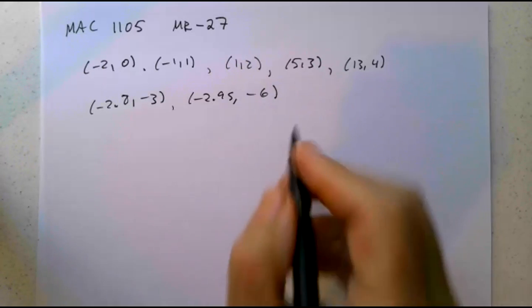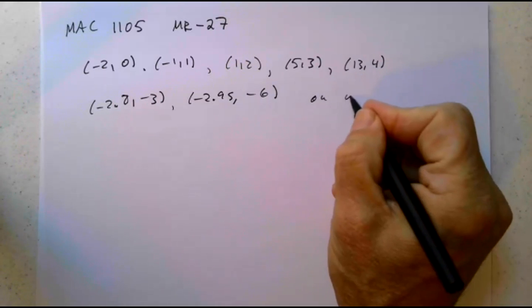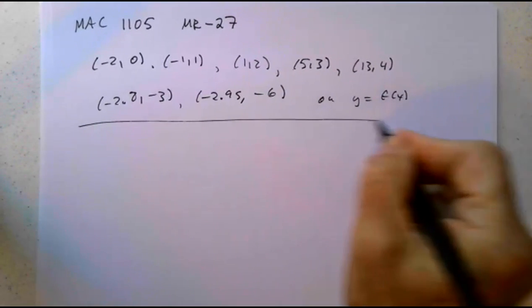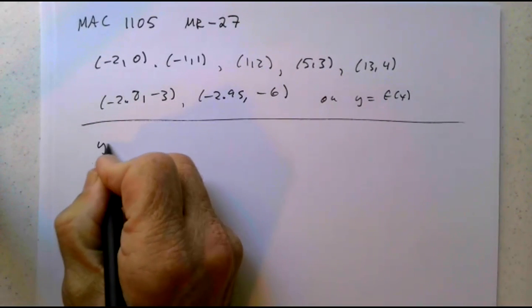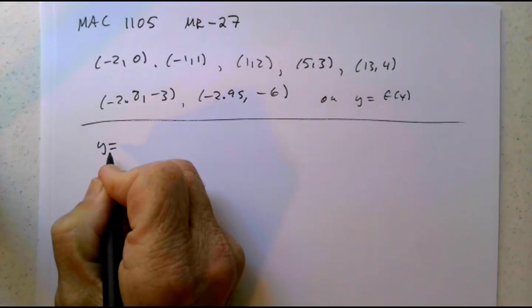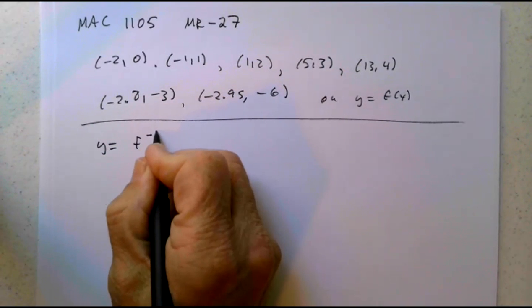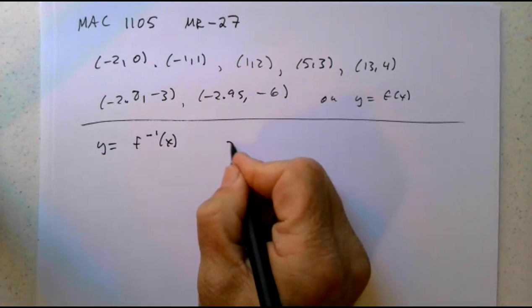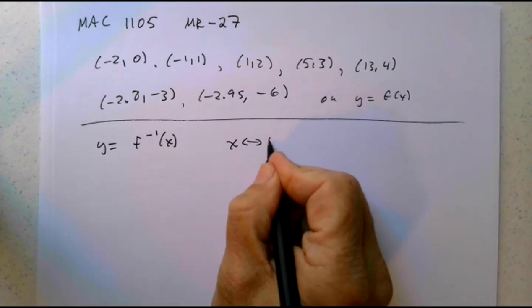So these are all the points on the function y equals f of x. We want to get y equals f inverse of x. We want to graph the inverse on the same axis. So I have to switch x and y. Remember, to an inverse function, x becomes y and y becomes x.